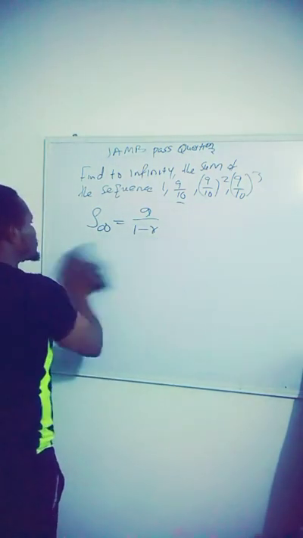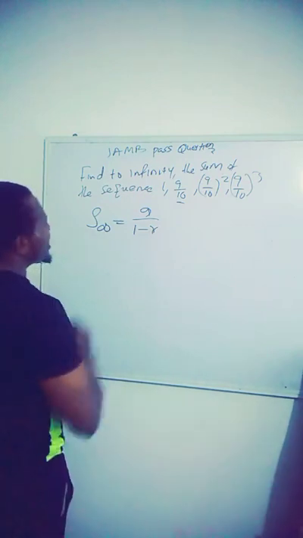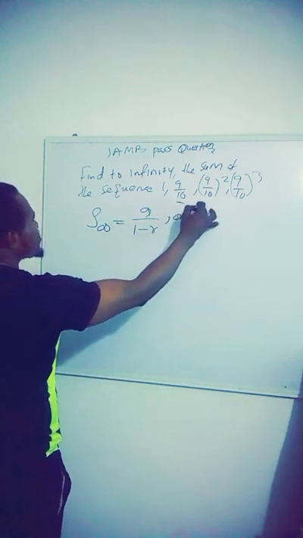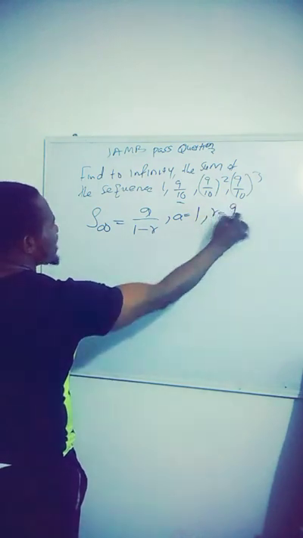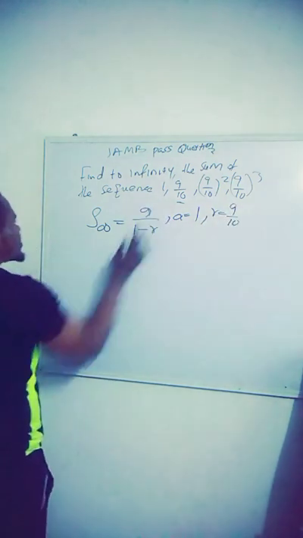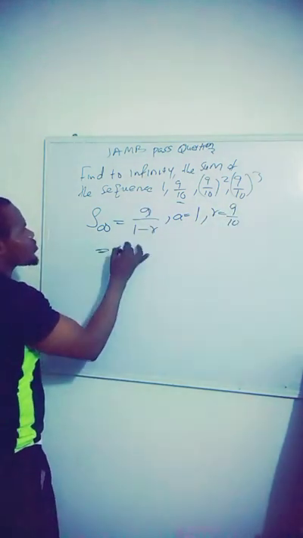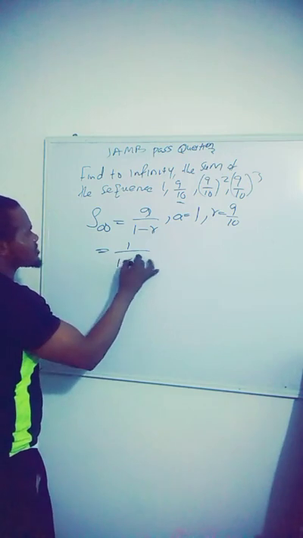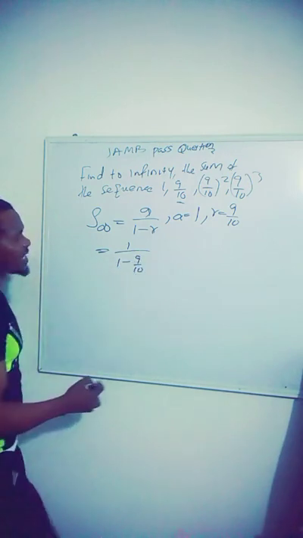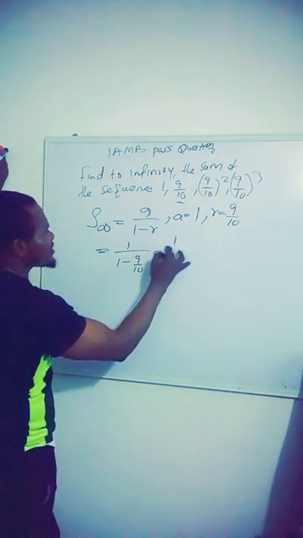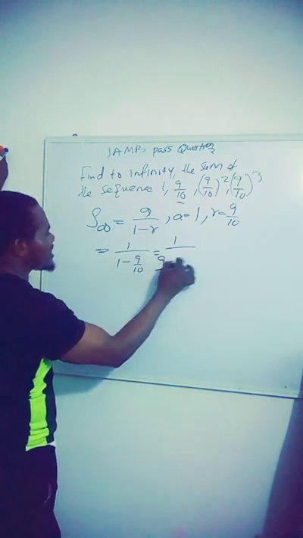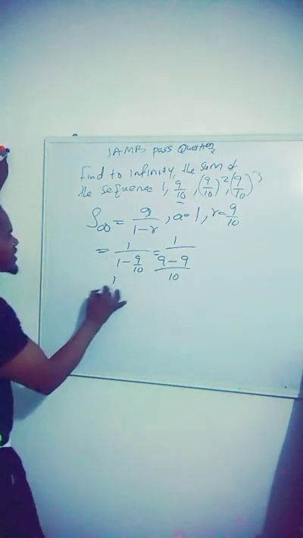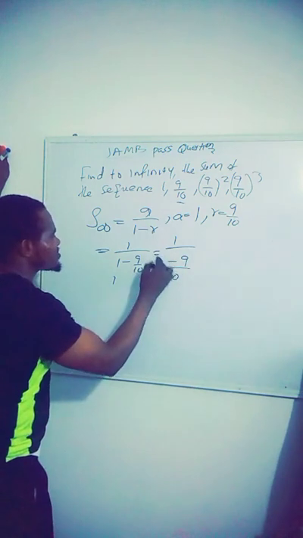So r is less than 1. Here we have our first term to be 1 and our common ratio to be 9 over 10. You put them here. That will be equal to 1 divided by 1 minus 9 over 10, which is equal to 1 over, LCM 10, that is 10 minus 9.